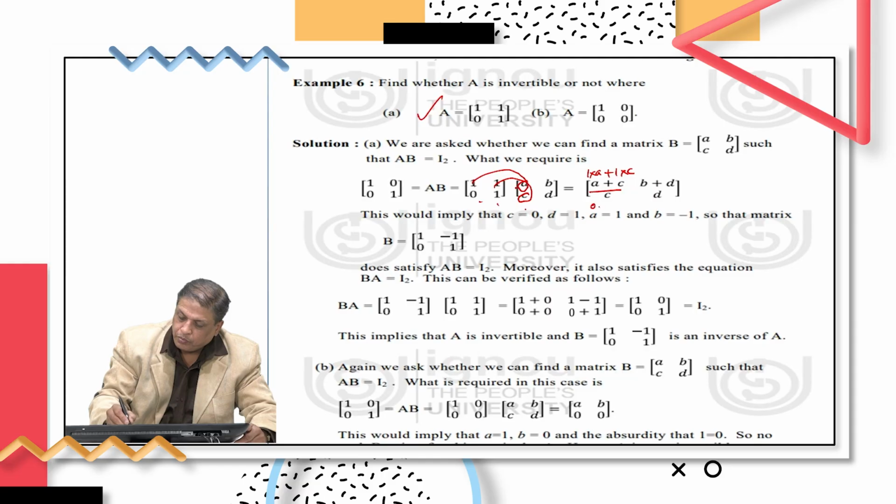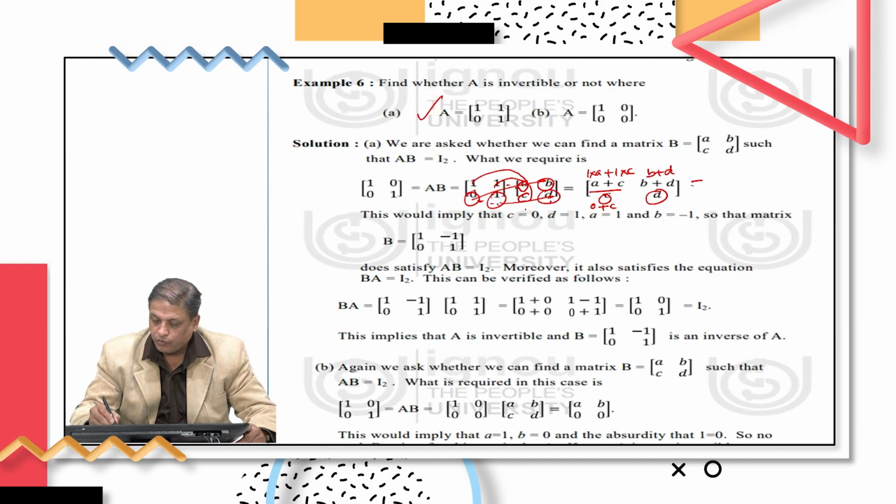So 0 plus c is equal to c. Similarly, 1 into b plus 1 into d is b plus d, and 0 into b plus 1 into d gives the value d. So overall, we get the result AB as a new matrix whose values are a plus c, b plus d, and c and d.